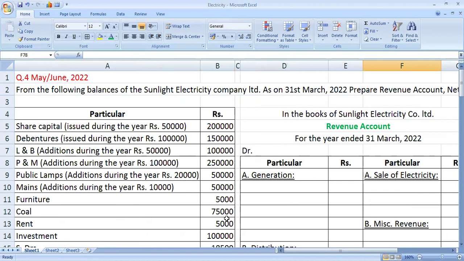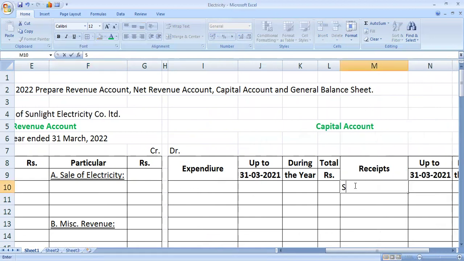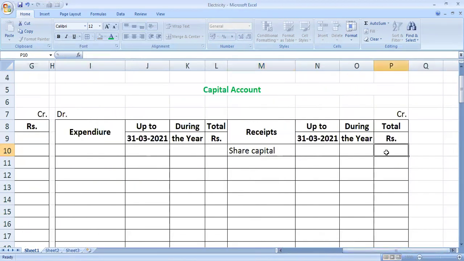In the trial balance of the question, share capital (in bracket, issued during the year) rupees 50,000, total of the amount is rupees 2 lakh. This item goes under the heading of capital. In the capital account, credit side, for receipts, share capital, total amount rupees 2 lakh. Additions during the year 50,000, means remaining balance is 1,50,000, that is 2 lakh minus 50,000. Next, debenture. Debenture also goes to the capital account, credit receipt side.